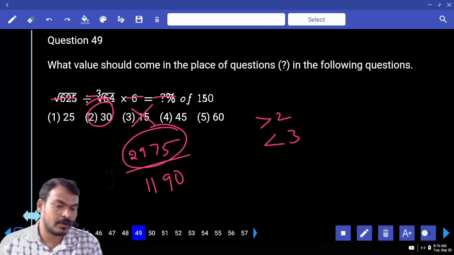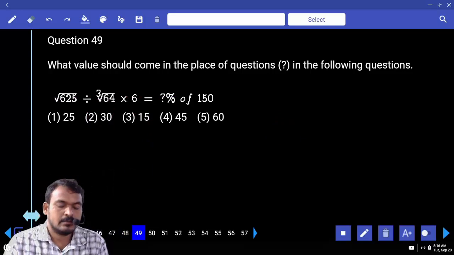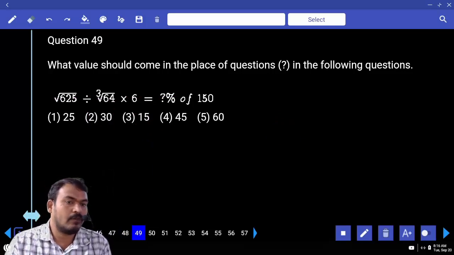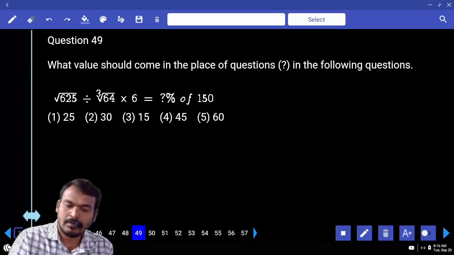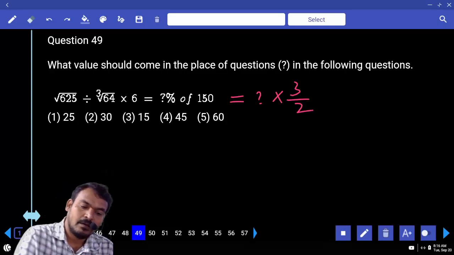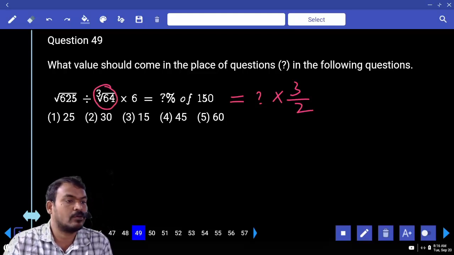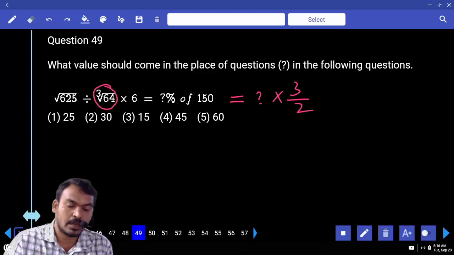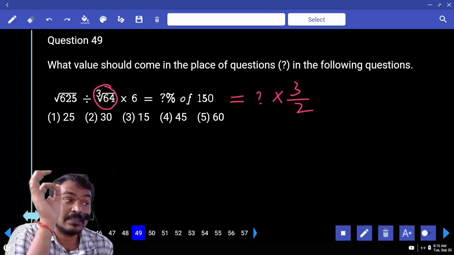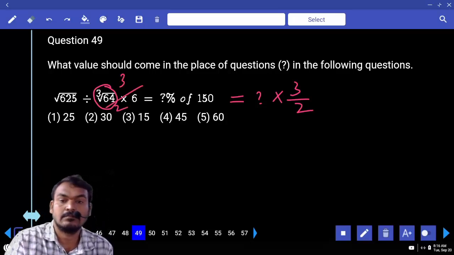Next question number 49. What is the right hand side value? What percent of 150? But right hand side value written something into 3 by 2 or not? Yes or no? Next, left hand side, what is the denominator value? Cube root of 64. Means it is 4 or not? Okay. Numerator 6, denominator 4. This one written 3 by 2 or not? Yes or no?